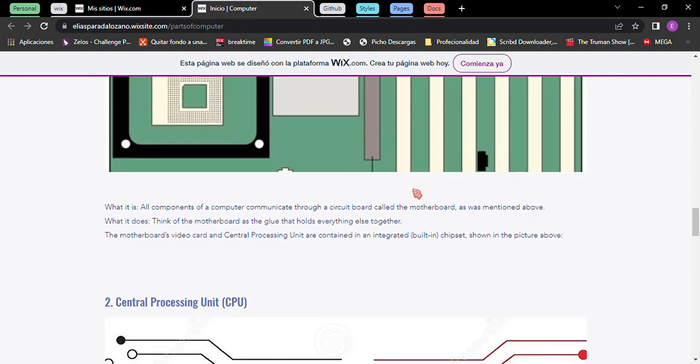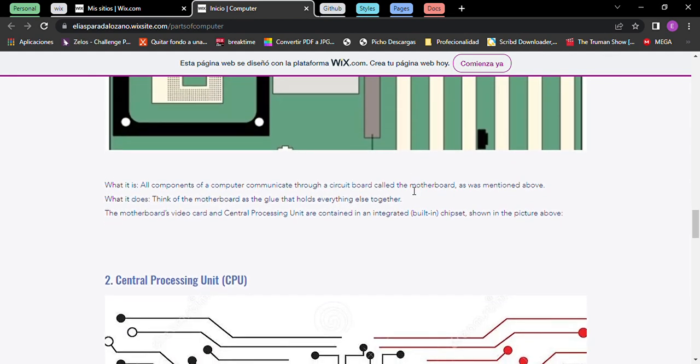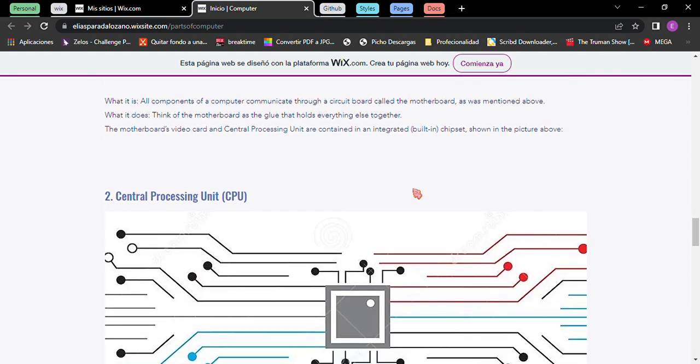Number one, motherboard. What it is: all components of a computer communicate through a circuit board called the motherboard. What it does: think of the motherboard as the glue that holds everything else together. The motherboard's video card and central processing unit are contained in an integrated built-in chipset, shown in the pictures above.